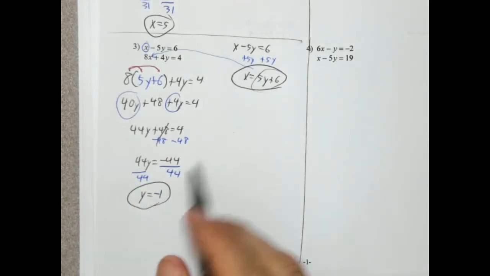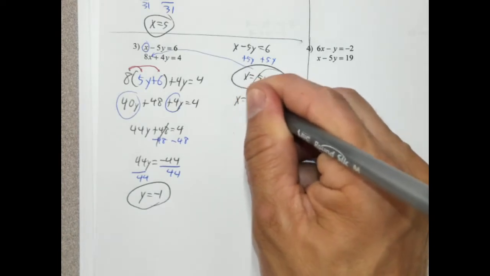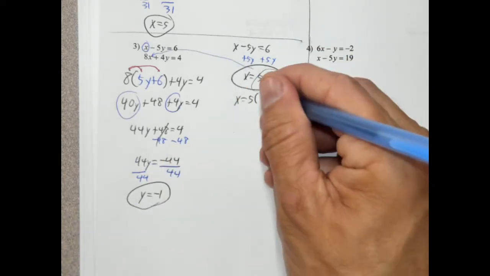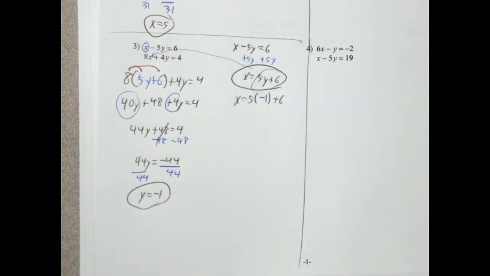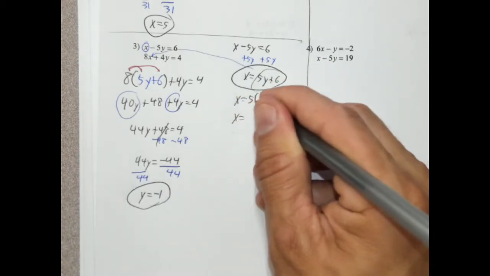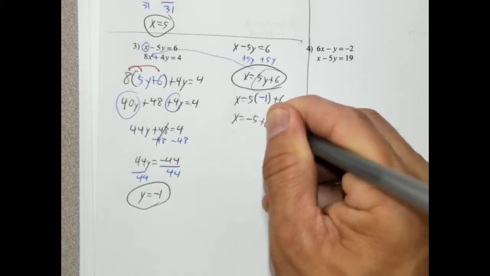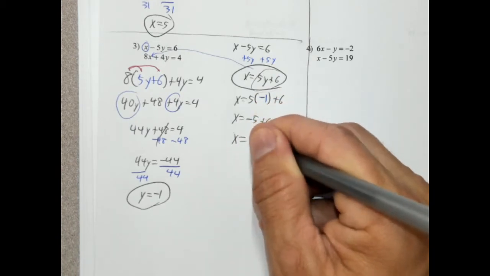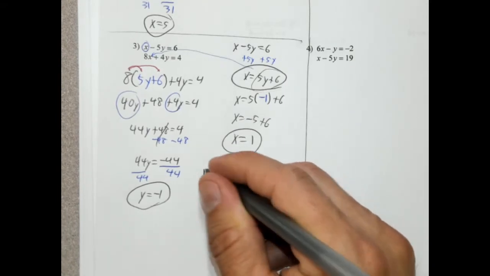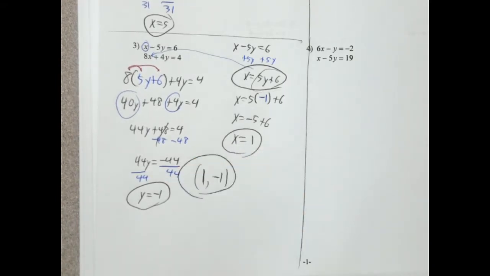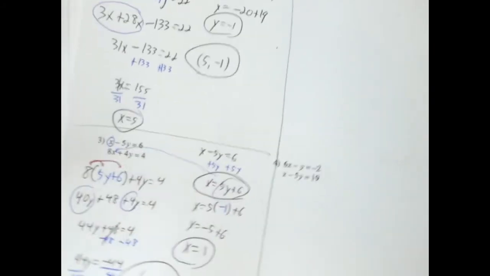All right, so now we're just going to plug this in up here. So we're going to say x equals 5 parentheses negative 1 plus 6. All right, we're going to have x equals 5 times negative 1 is negative 5 plus 6. X equals 1. So it'll be 1 comma negative 1, because it's always our x followed by our y. And that's it. All right, let's try number 5.